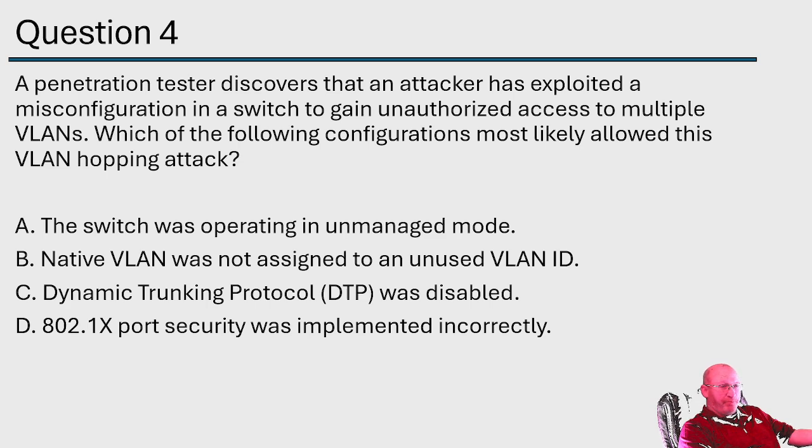Let's start with A. Switch was operating in unmanaged mode. No, I don't think that's going to be a good answer for that one, for a variety of different reasons. But I think we can throw that one out the window. B, native VLAN was not assigned to an unused VLAN ID. Maybe. I can see where that could be a problem. So definitely maybe. C, Dynamic Trunking Protocol, DTP, was disabled. Not a fan of this one either. I don't think it's going to be C.